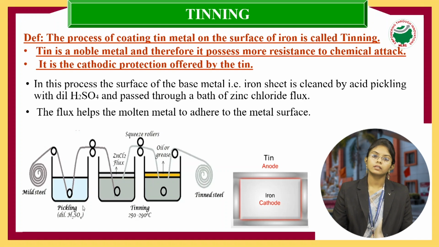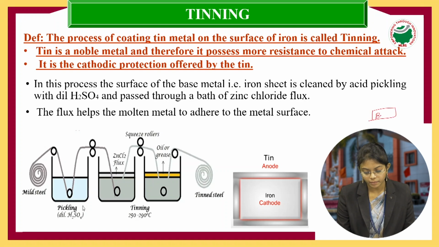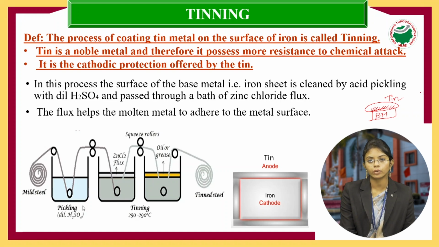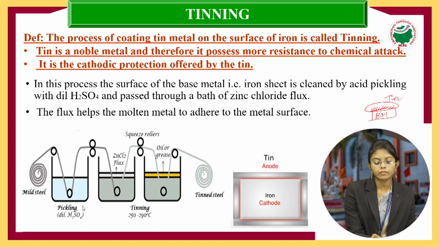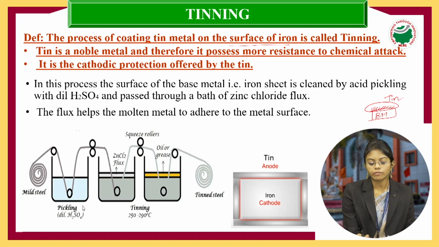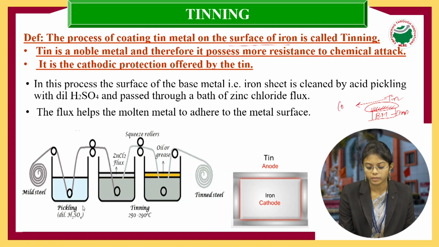So the next method we have under hot dipping is tinning. What I said, tinning means the base metal is there, right? Now the coating metal which we are going to coat is tin metal. Simply, if you are going to coat tin metal on iron or steel or the base metal, we call it tinning. Now this is your iron, so this is your base metal and tin is your coating metal.